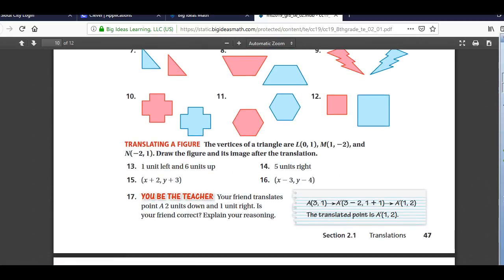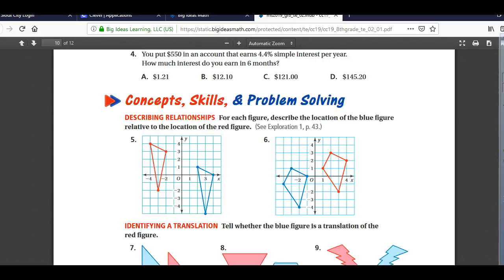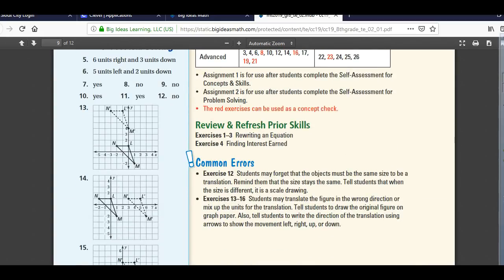Okay, so hopefully you have paused this video by now. Let's go ahead and show you the answers. All right, we started at 5. So the translation from the red to the blue, for number 5, 6 units right, 3 units down. Number 6 was 5 units left, 2 units down.